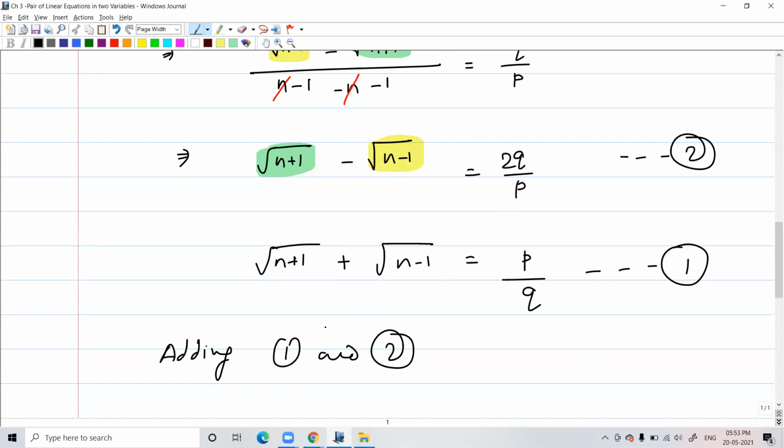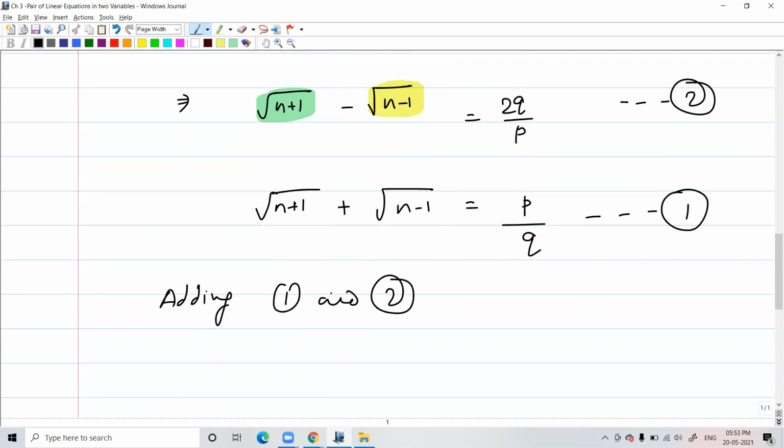Sir, why are we adding? You will understand. Have patience. Let's see. Okay, but that's a good question. You should know why we are doing it, but let's see what happens. Because there are two different numbers, I want to eliminate one of them and I want to have only this plus square root of n plus 1. So now if you add them, what will happen?